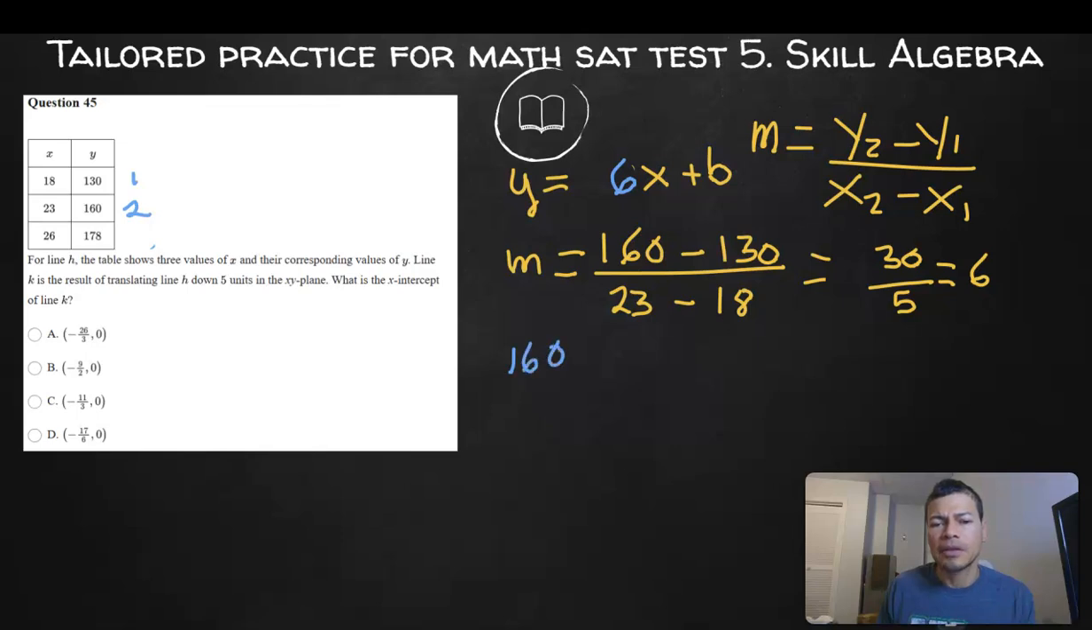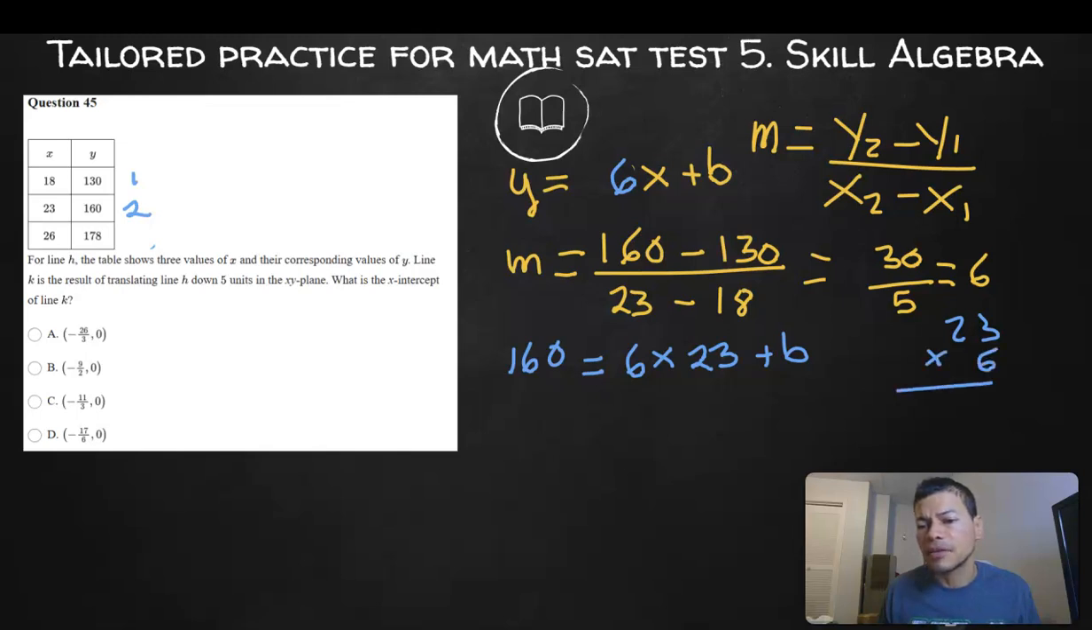160 is equal to, then I'm going to put 6, which is my slope, times x. So because I'm using 160, I'm going to use the x that goes with the 160, which is 23. 6 times 23 plus b. So 6 times 23, let's solve it here on the side.